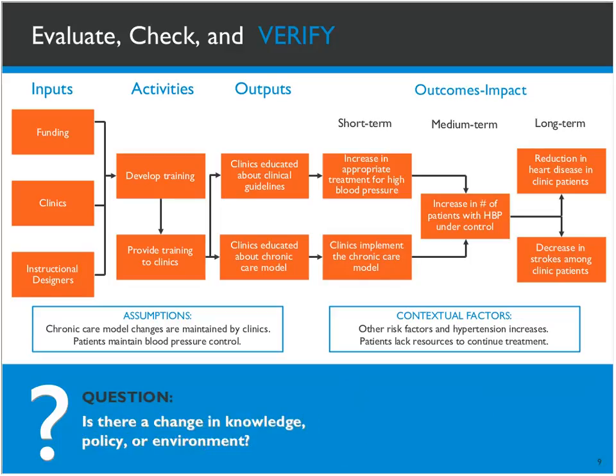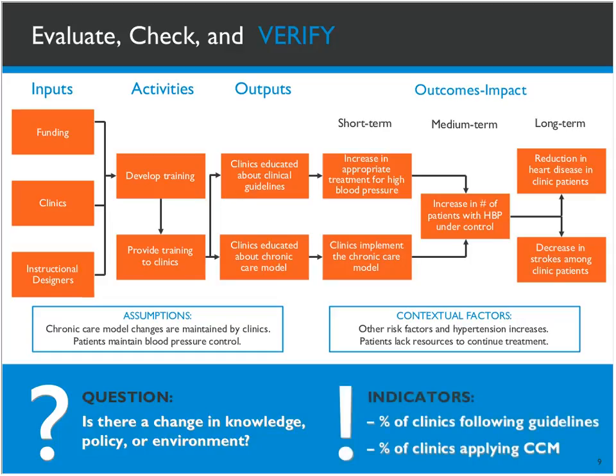Another question might be, are we seeing any kind of change in knowledge or policy or environment? How would we know? What kind of indicators would help us in understanding this? Well, it could be that we're seeing an increase in the clinics that are following guidelines and an increase in the percentage of clinics that are applying the chronic care model. These would be some positive indicators that the program was effective and had an impact. So these would be some indicators.